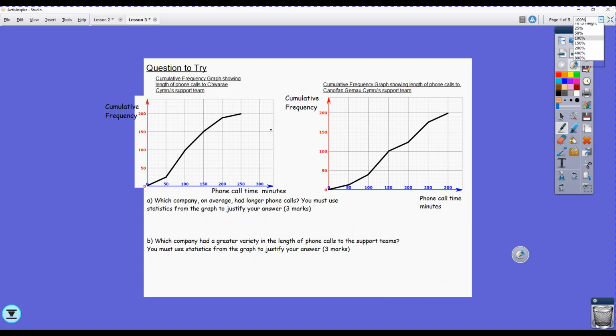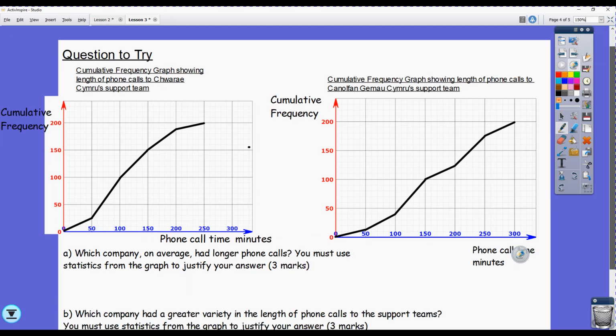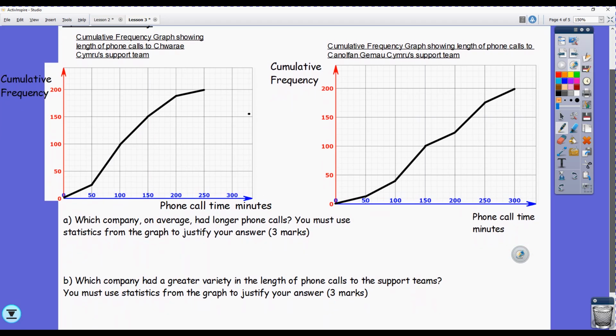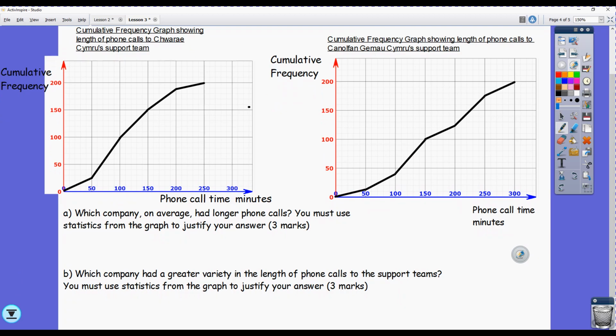So with that in mind, I've got a question I'd like you to try. So this time we have two games companies, Wada Company and Carl Game Company, and we've got support teams, and the cumulative frequency graph shows the length of phone calls to the support teams for each of the companies. So for A, I want which company on average had longer phone calls to the support teams. And again, you've got to use statistics on the graph to justify your answer.